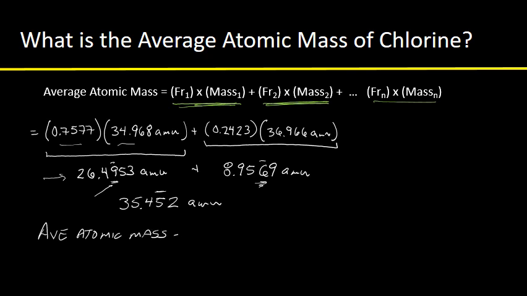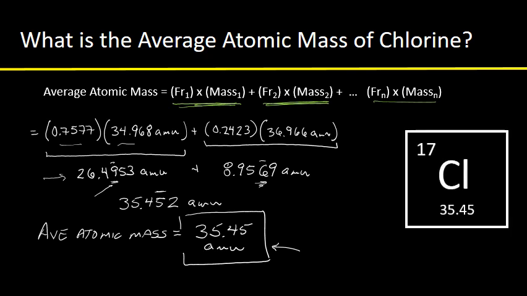And so for chlorine, our average atomic mass would be 35.45 atomic mass units. Wonderful. One of the great things about doing these atomic mass calculations is you can actually check your results, because this number, this average atomic mass, is one of the numbers that you see when you look at the periodic table.